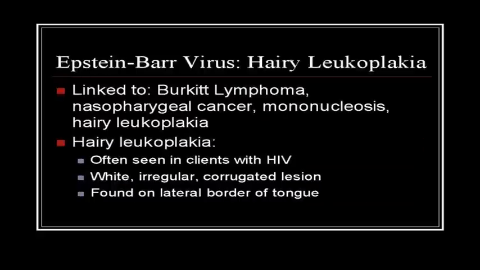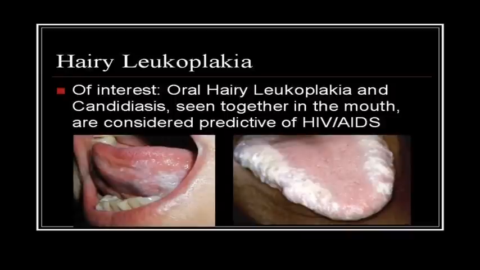The Epstein-Barr virus is the cause of hairy leukoplakia. Because of the Epstein-Barr virus's link to Burkitt lymphoma, nasopharyngeal cancer, infectious mononucleosis, and hairy leukoplakia, particular attention must be paid to the diagnosis of this lesion. It's often seen in clients with HIV/AIDS and presents as a white, irregular, roughened or corrugated lesion. It's found on the lateral border of the tongue.